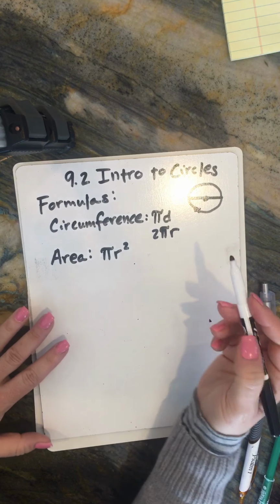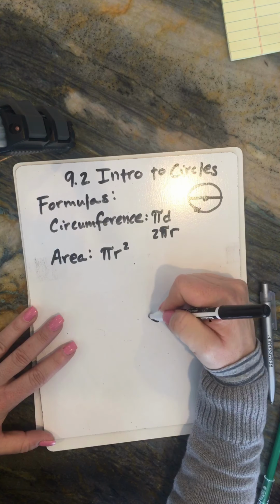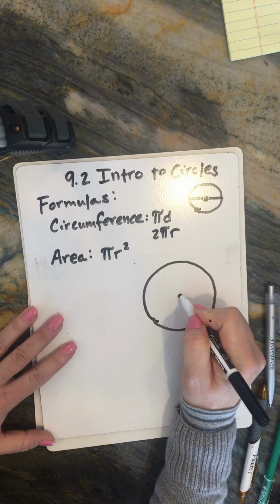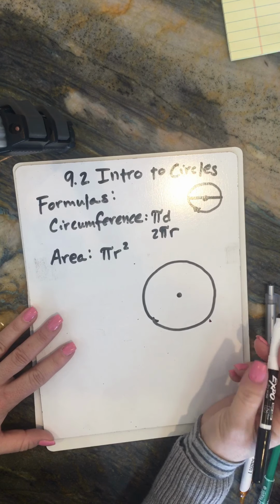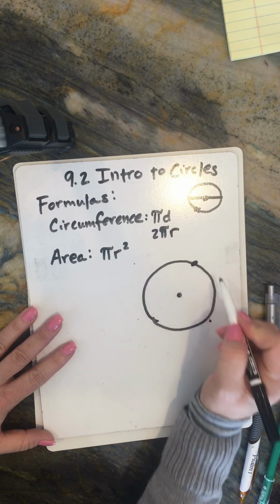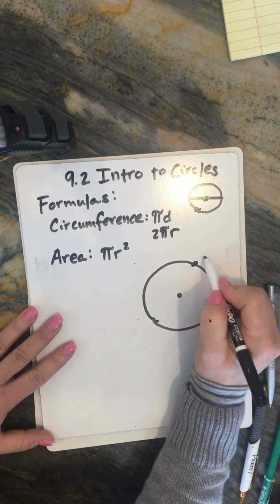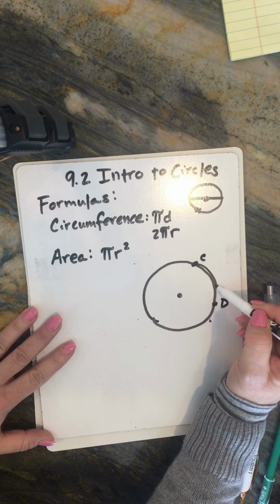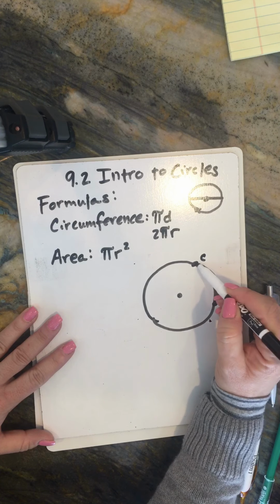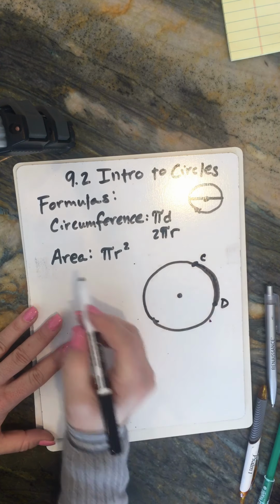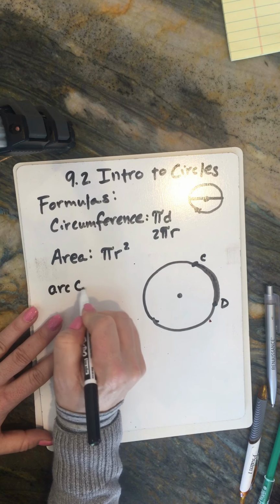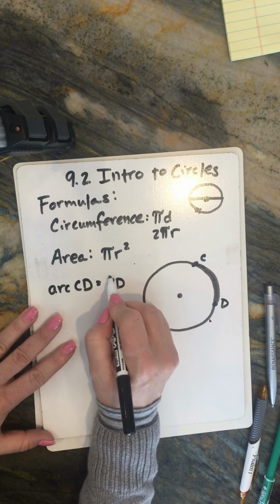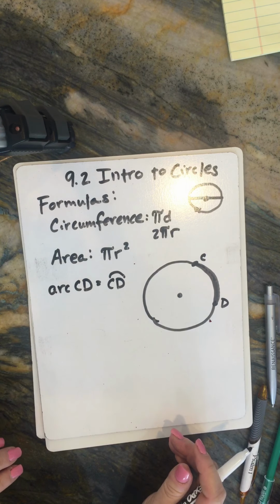Okay, so we need to talk about a circle a little bit. We have a circle with a center, and the circle has an infinite number of points on it. Let's just look at these two. The part of the circle, or the part of the circumference rather, that is in between C and D is called an arc. So this is arc CD. Or another way of representing it is CD with a little arc over the top.